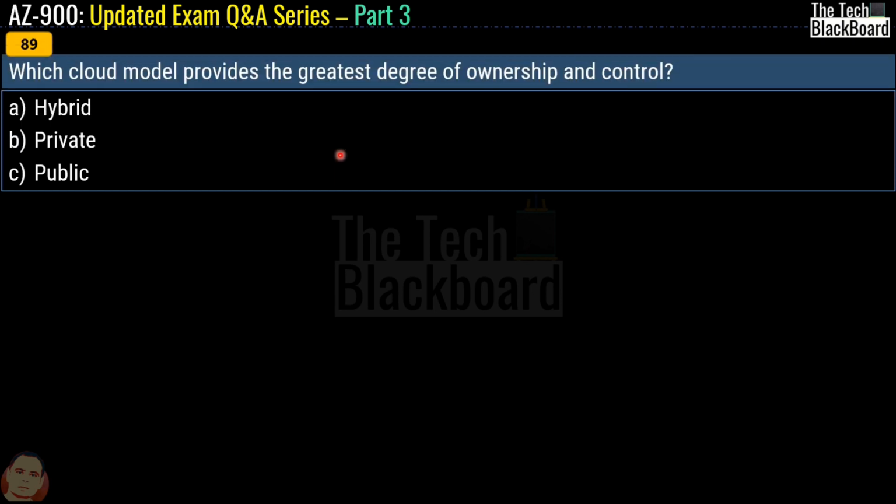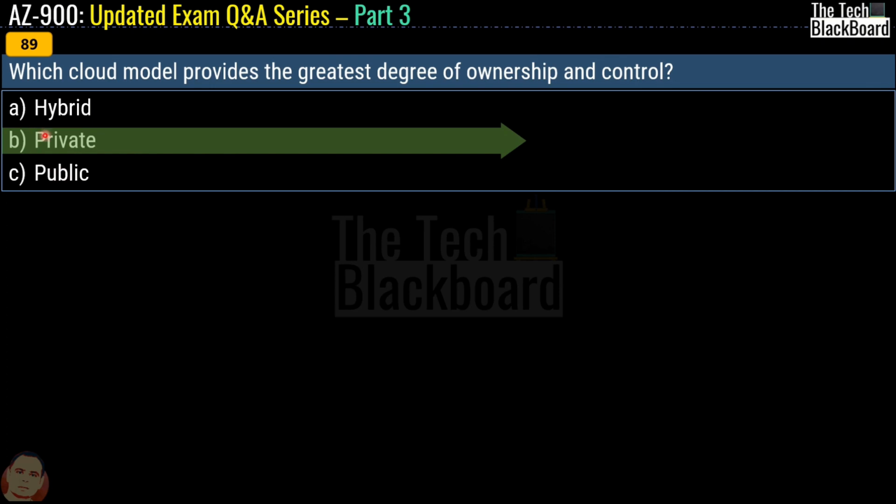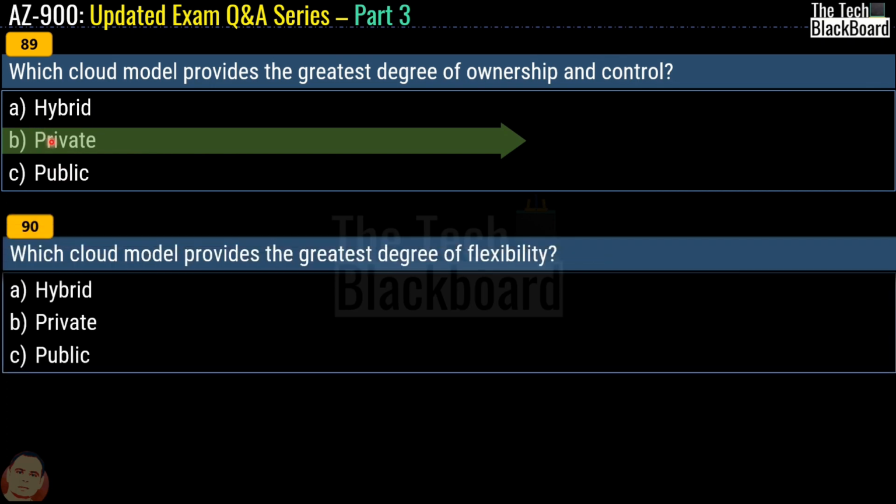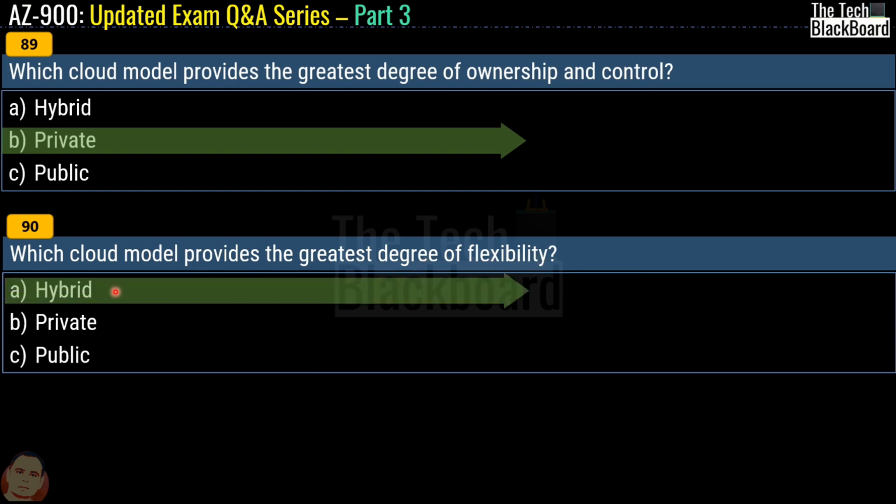And here comes our question number 89, that says, which cloud model provides the greatest degree of ownership and control? Your options are hybrid, private, or public. The correct answer is obviously private cloud. Coming to question number 90, it says, which cloud model provides the greatest degree of flexibility? The correct answer for this question is hybrid cloud.